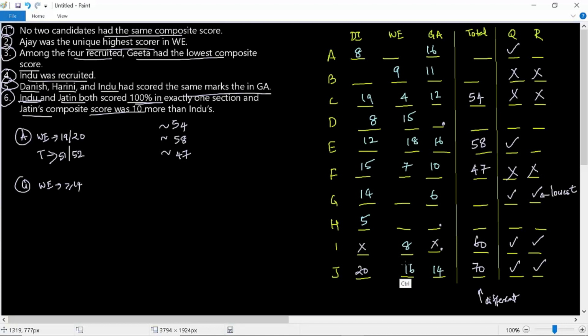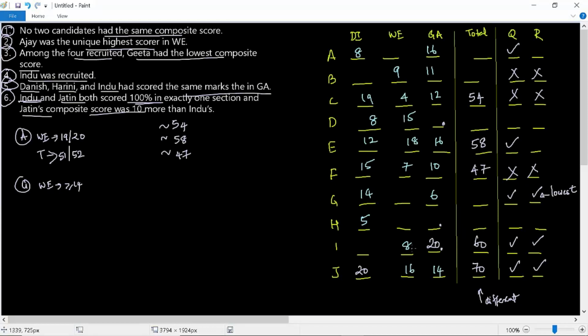Now if you quickly look at it, this cannot take the value 20 because the total is only 60. Double the DI score is 20 times 2, which is 40. 40 plus 8 is 48. To get to 60 we need a 12. So that will disqualify Indu. But Indu is actually qualified, in fact recruited as well. So which means that the case of 20 is not possible for the DI score. Therefore 20 has to be the GA score.